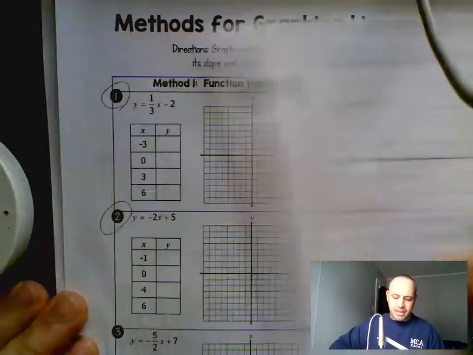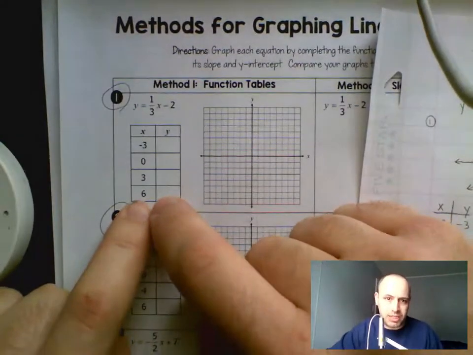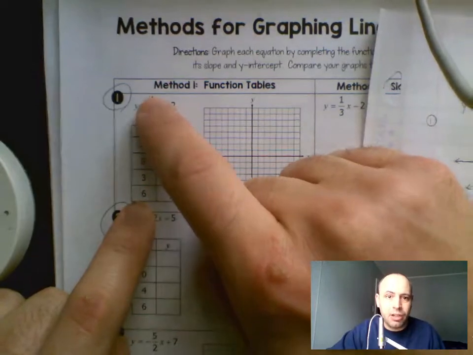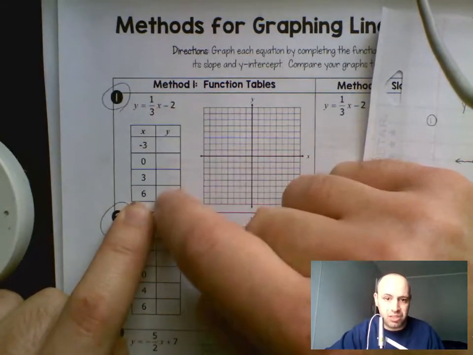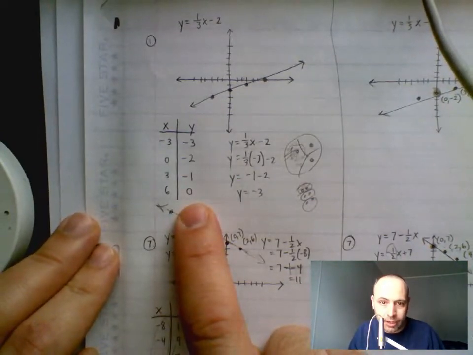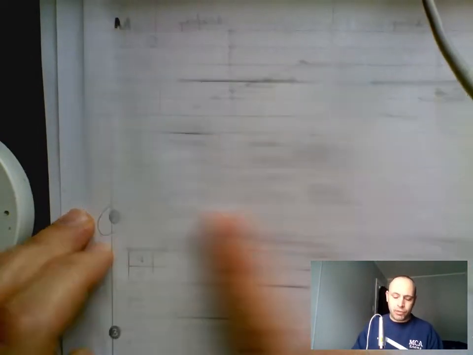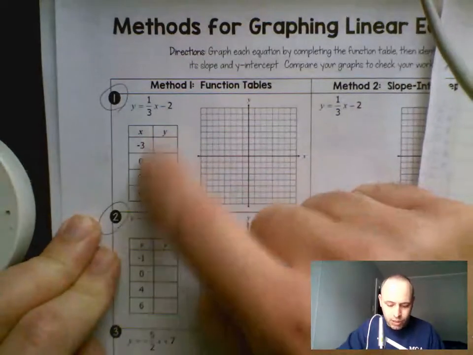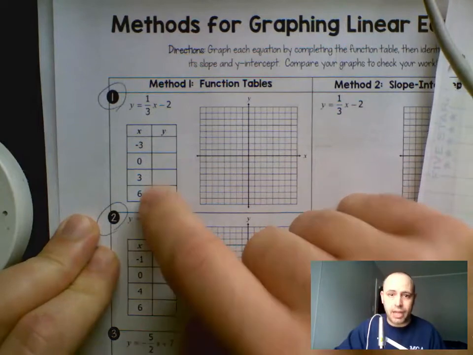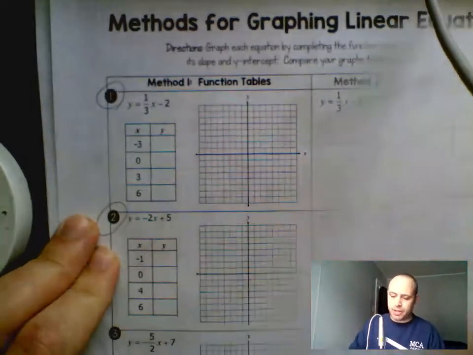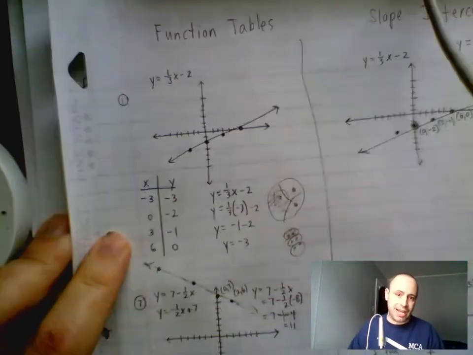Then we take our 6 and plug it in here. So 1/3 of 6 is 2, and then 2 minus 2 is 0. So that should be a 0. That's where I'm getting this from. So you plug them all in, you get 4 ordered pairs, and then you plot those ordered pairs correctly, and there's your line.